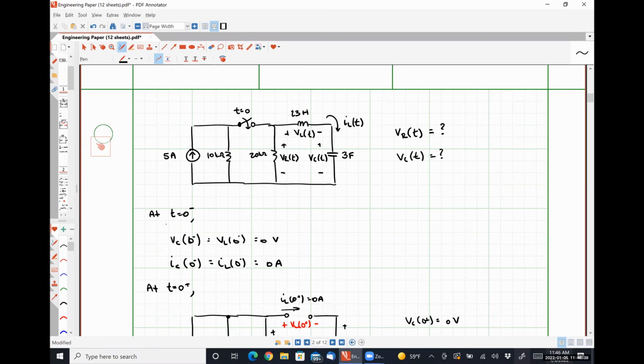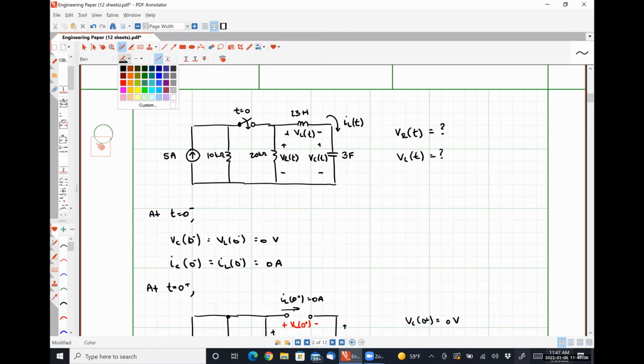Another way would be to observe that this current IL, which is the same thing as the current IC, is flowing into the negative polarity terminal. So VR should just be 20 kiloohms times negative IC. And while we don't know IC explicitly, we do have all of the pieces of information that we need to solve for it rather trivially, okay?